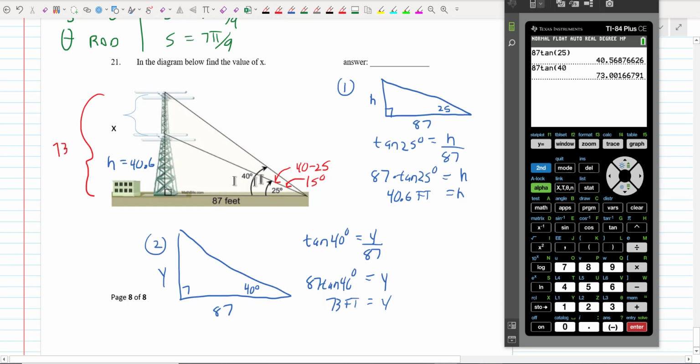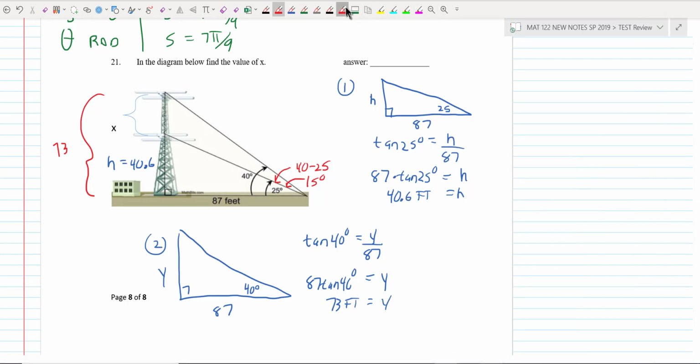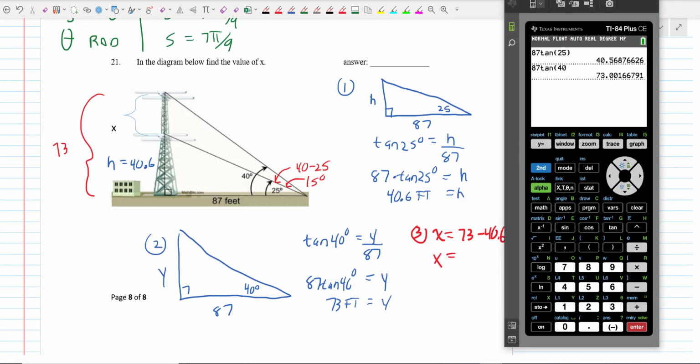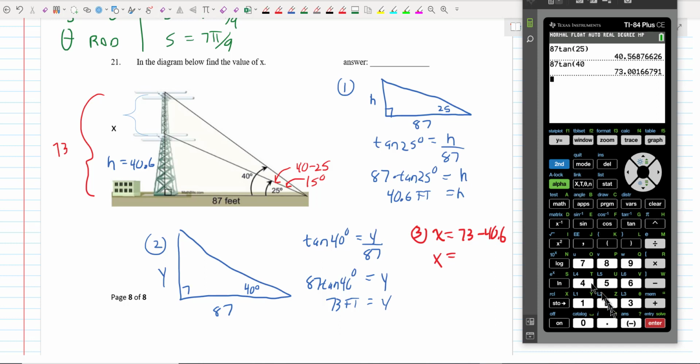So if we're going to find x, then all we got to do is subtract those two numbers, and we got it. So the third and last step is x is equal to the 73 minus the 40.6. This turns out just to be right triangle trigonometry. That's the simplest way that I can see to do this problem. Okay, and that would wrap us up. Our final answer would be 32.4 feet.